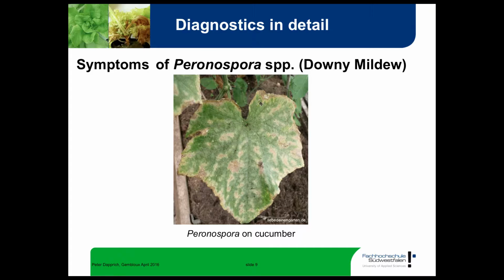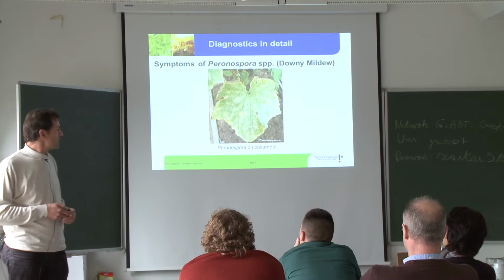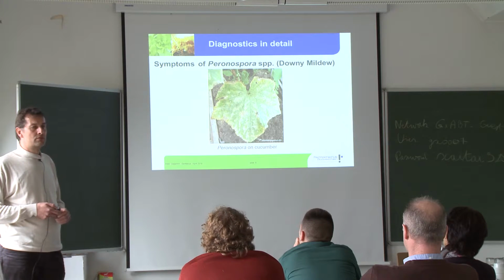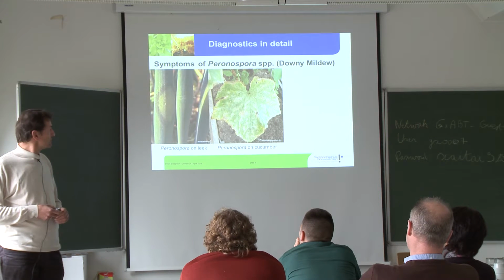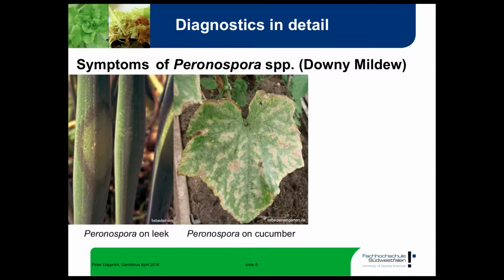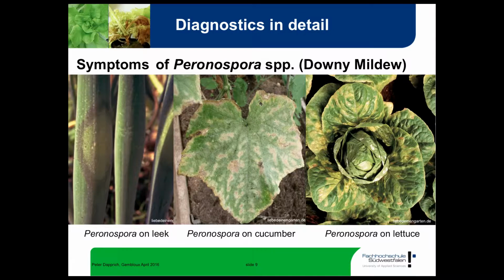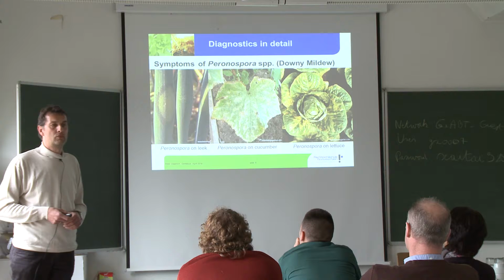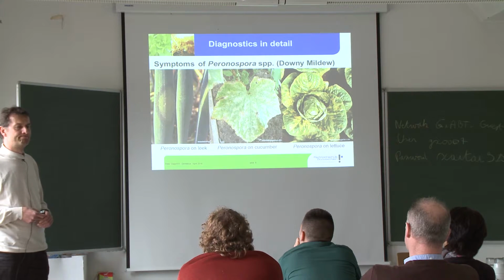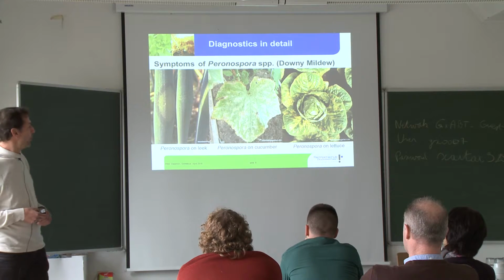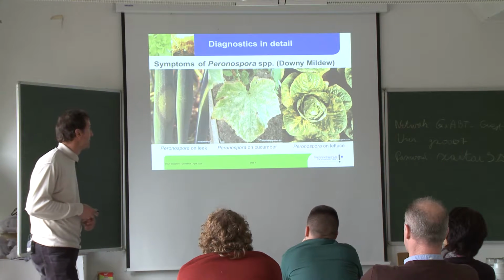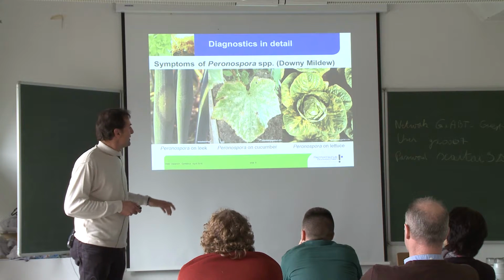So this is Peronospora on cucumber. Look for the symptom. It's easy to see. It's easy to identify. This is the same pathogen on leek. Looks definitely different. And again, the same pathogen on lettuce. What now? We have a problem. What is what, which is which, and why and where?